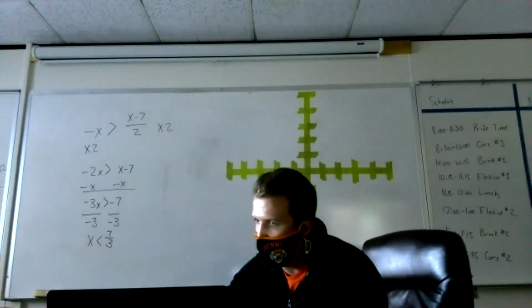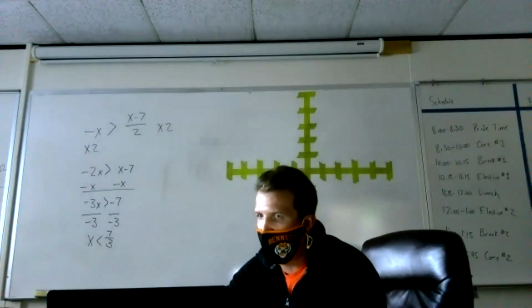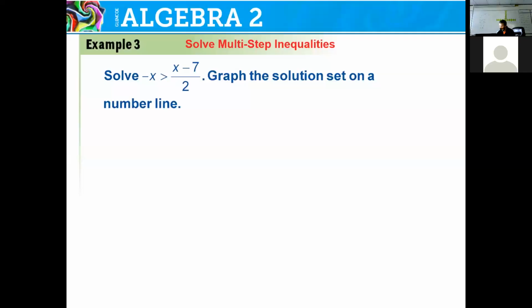And when I'm graphing this, I would not have a closed circle. I would have an open circle because it is just greater than and not greater than or equal to. It's or less than and not less than or equal to.